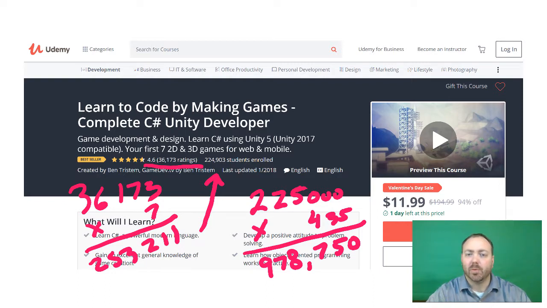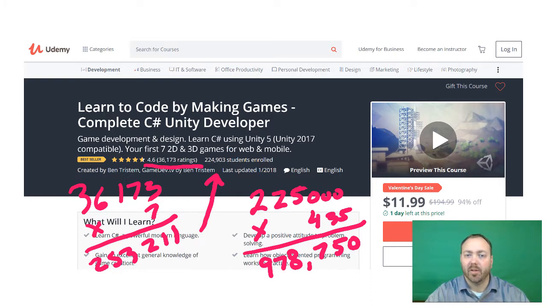And so if we just round up to 225,000 students, multiply that by $4.35, you'll see here that we have an expected instructor profit, an instructor revenue of about $978,000. So just shy of $1 million. And I'm going to take a bet that Ben Tristram has actually profited more than $1 million on this course, simply because he's probably had more instructor coupons used for sign up than a typical instructor would.